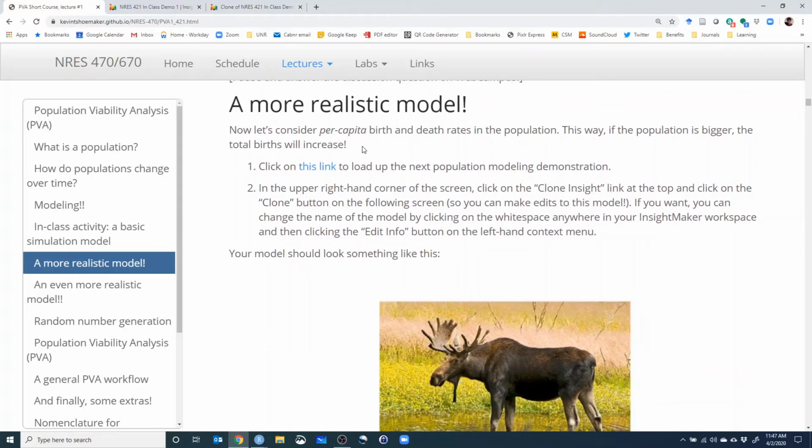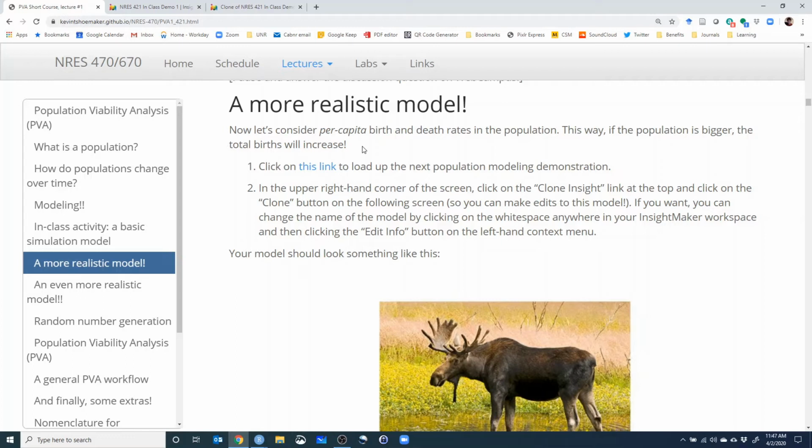All right, the next step is to build another layer of realism into this super simple model. Instead of treating the birth rate as constant, a constant number of births every year and a constant number of deaths every year, which was super unrealistic, we're going to treat the number of births as dependent on the population size.